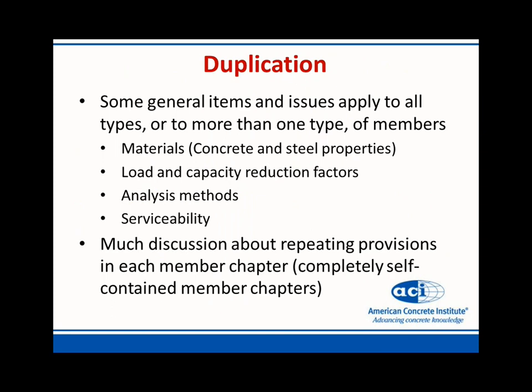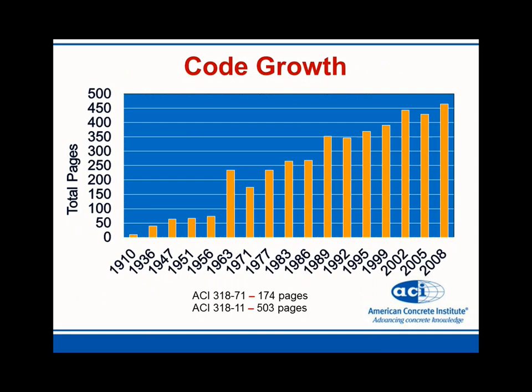We're a little concerned that the code might be 2,000 or 3,000 pages long if we did that, and we looked at this type of thing. This is a chart that we've seen before, but in the current format, you can see that the 1971 code had 174 pages. 318.11 has 503 pages, so it's almost tripled in size up to the 2,500 requirements. So the decision was pretty easy.